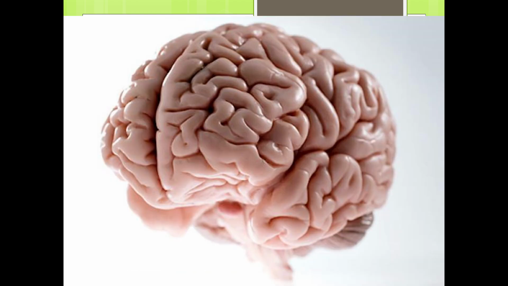In your brain, the right side of your brain controls the left side of your body, and the left side of the brain controls the right side of your body. The nerves arising from the right side are connected to the left side of the body, and the nerves connected to the left side control the right side of the body.